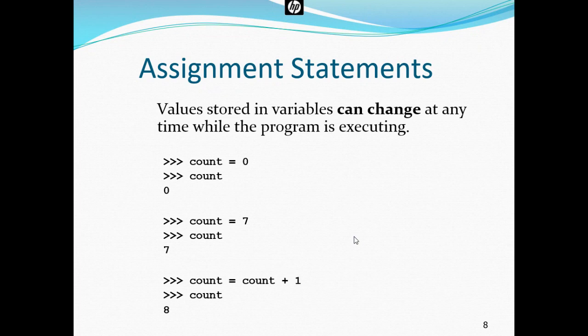Also, variables can change at any time while the program is executing. If my variable starts at, for example, count is equal to 0, and somehow in the program I make count equal to 7, now when I output that, it's going to show 7. Then in the next instance, if I say count is equal to count plus 1, it's going to do the operation, and my output for count will be 8.